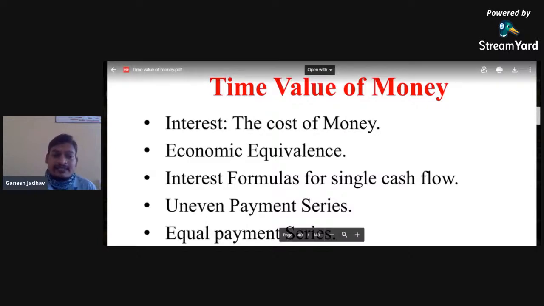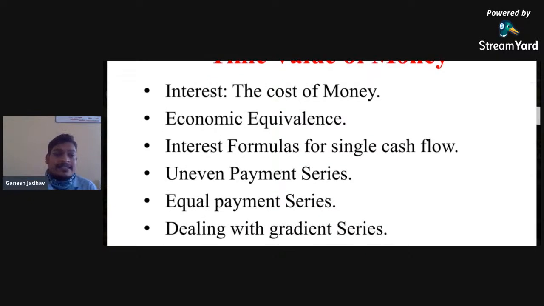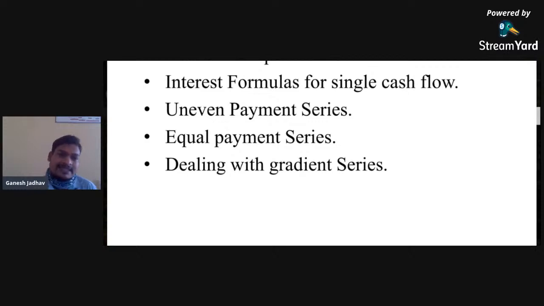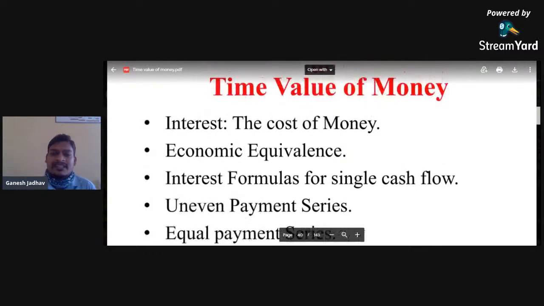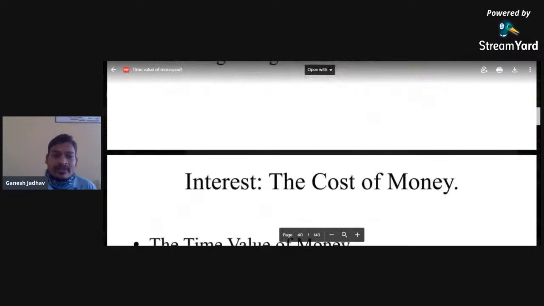And then another one is the economic equivalence. Then the interest formula for the single cash flow. Then the uneven payment series, equal payment series, and dealing with the gradient series also. So this is the time value.